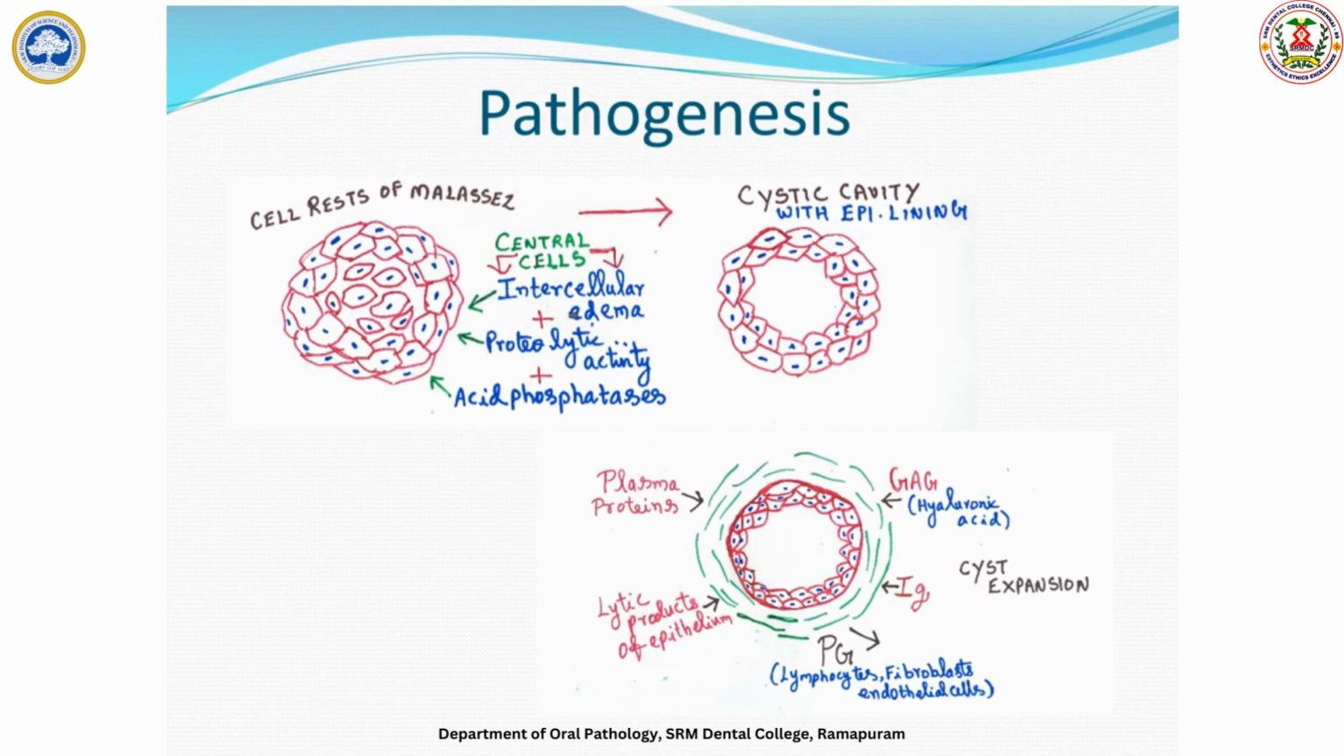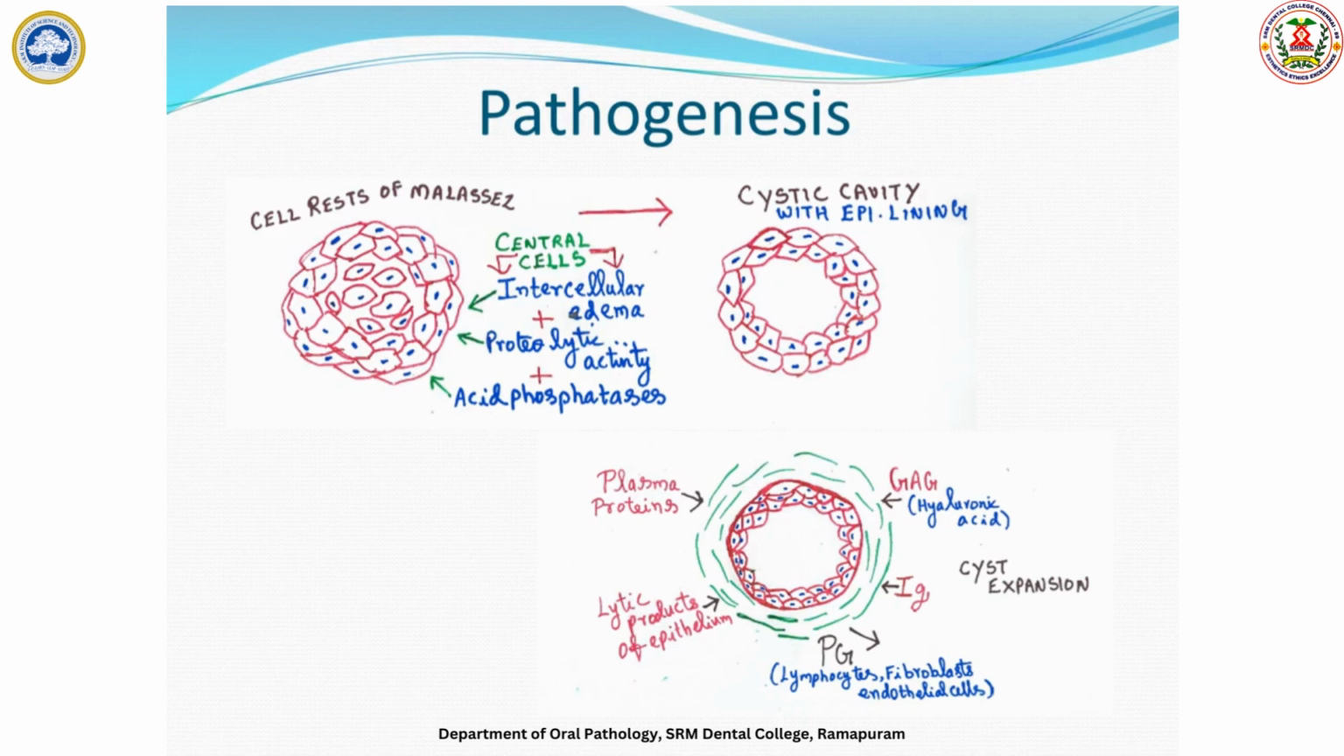Some of the cells in the center portion of the epithelium may not get nutrition because it's an expanding mass. Blood supply from the surrounding connective tissue may not be able to reach the center of the cells. So some of the epithelial cells present in the center will undergo necrosis. When the central cells undergo necrosis, the central part of that epithelial island becomes the cystic lumen.